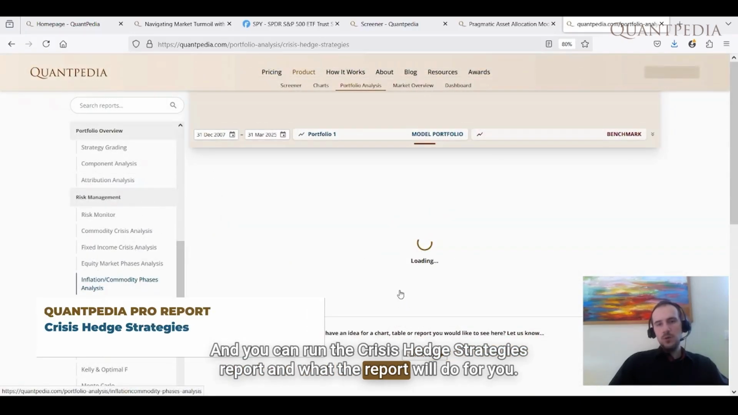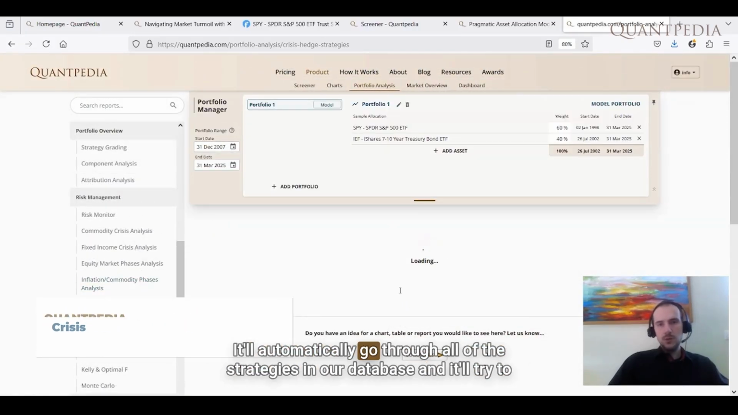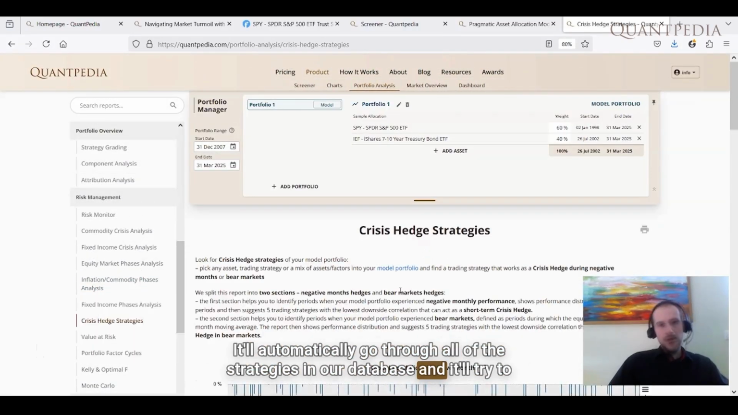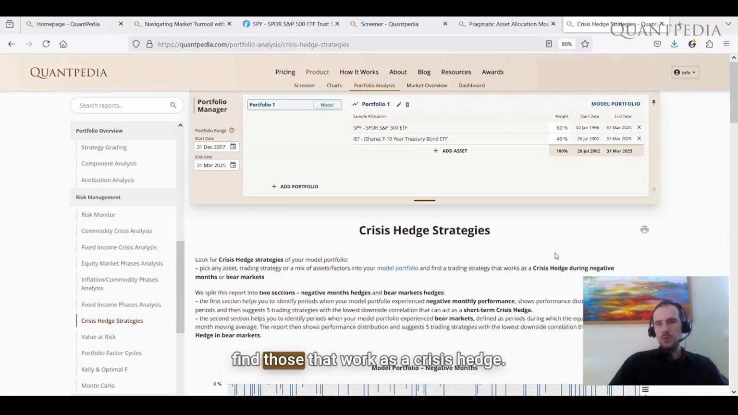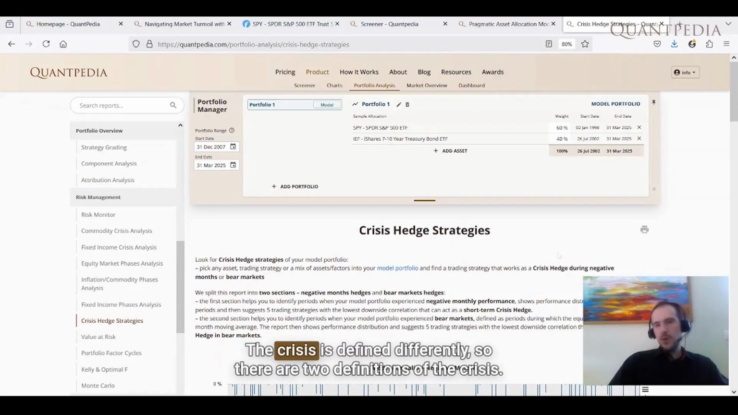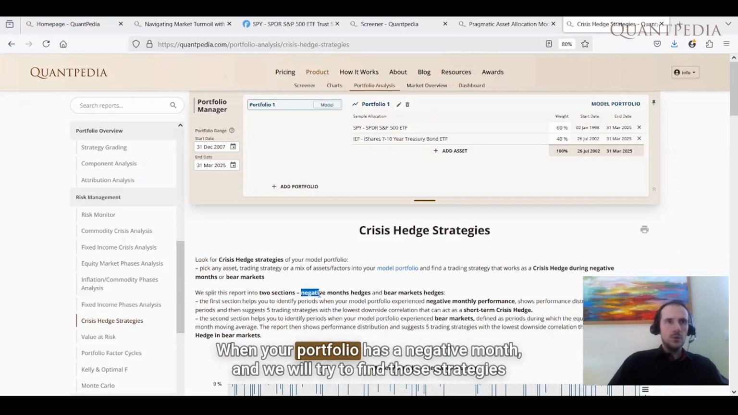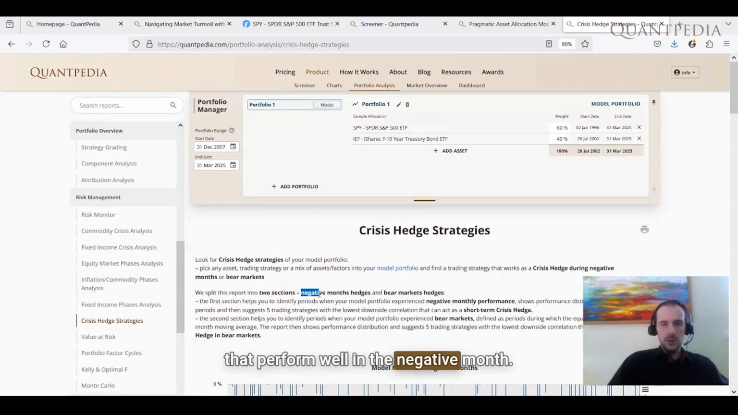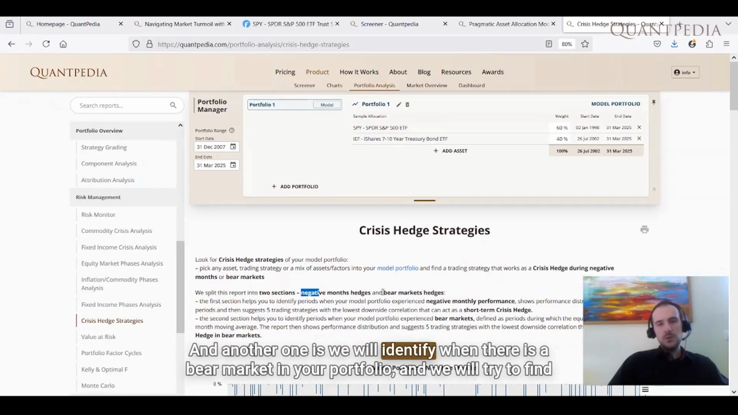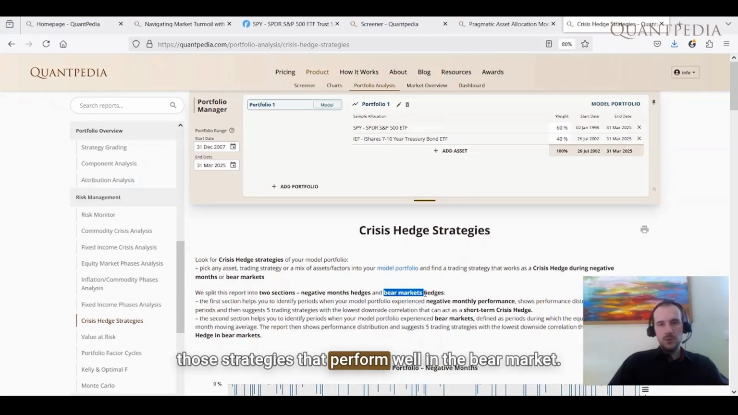What the report will do for you is automatically go through all of the strategies in our database, and try to find those that work as a crisis hedge. The crisis is defined differently, so there are 2 definitions of the crisis. The first one is we will look at when your portfolio has a negative month, and we will try to find those strategies that perform well in the negative month. And another one is we will identify when there is a bear market in your portfolio, and we will try to find those strategies that perform well in a bear market.